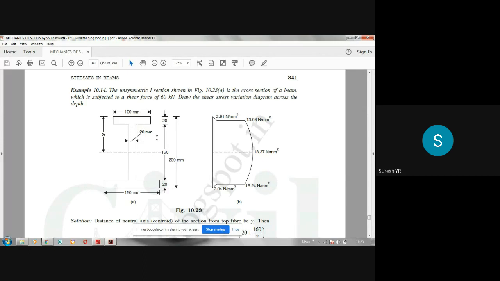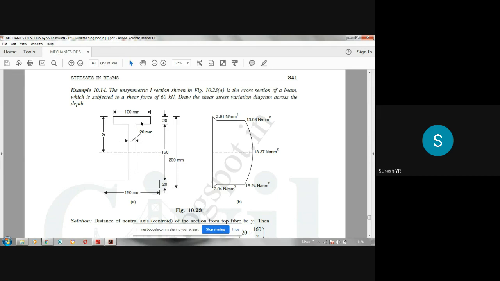111 is this much. 111 minus 20 means 91. 91 divided by 2, you will be getting 45.5. So area is 20 into 111 minus 20, that is 91. 20 into 91 is the area, into 91 divided by 2 is the distance of center. Okay, that is A into Y bar for the web.